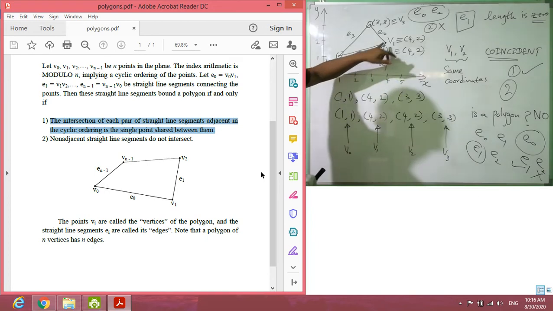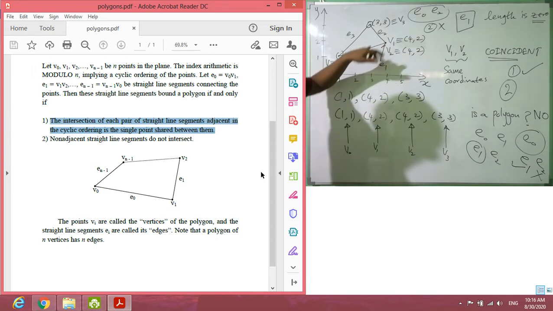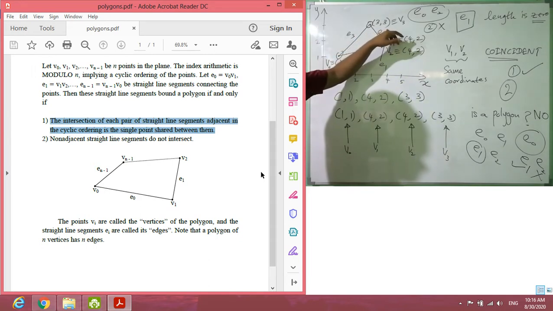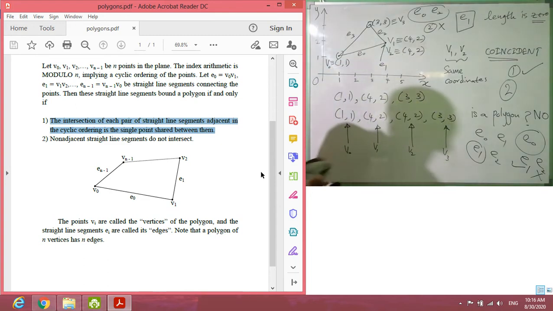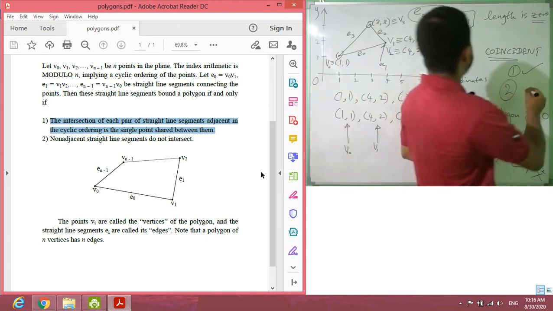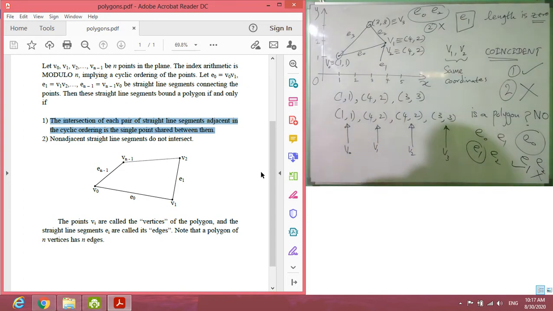E0 and E1 are adjacent. The intersection of them is okay, but E0 and E2 are not adjacent in the cyclic ordering, but they intersect. Therefore, condition 2 is not satisfied, and this is not a polygon.